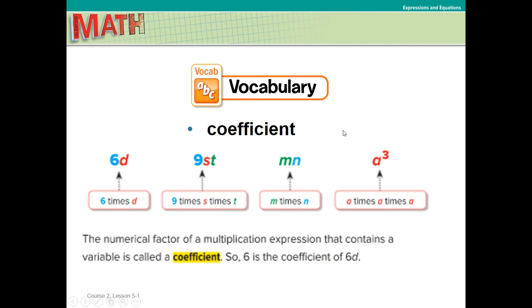And that number in front of a variable is called a coefficient. So the coefficient of 6D is 6. The coefficient of 9ST is 9. Then I put something in here so you can see. Mn looks like it doesn't have a coefficient, but it does. It's 1. But when 1 is the coefficient, we leave it off. So if you were asked, the coefficient is 1. Same thing with A to the third power. It does have a coefficient. It just happens to be 1.